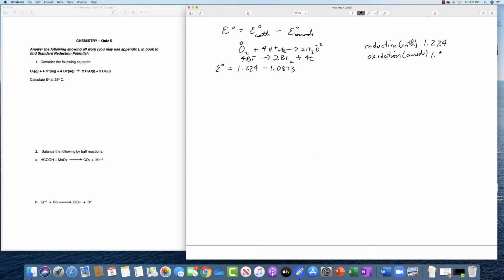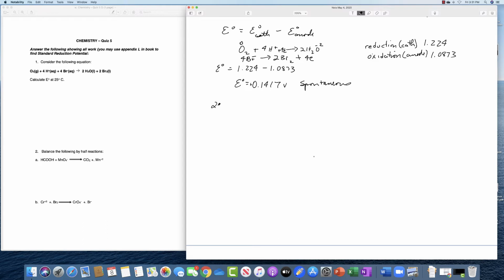So this is 1.224, and this is 1.0873. So if you do the math here, you get 0.1417 volts. And this is positive, and therefore this reaction would be spontaneous, although I didn't ask that. So that's problem number 1.